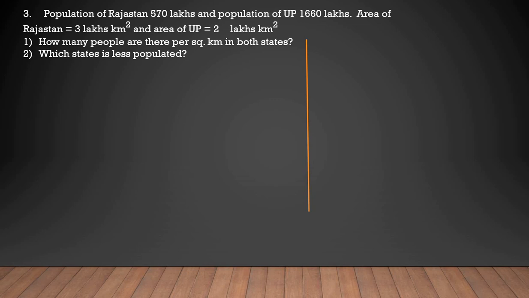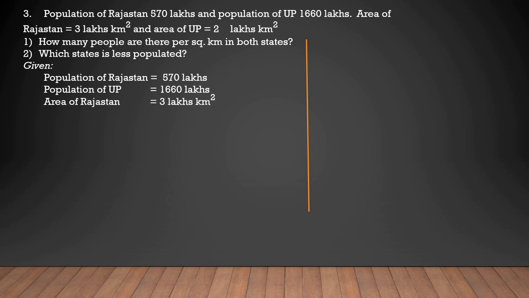So first of all, we'll write what the given things are. You have to represent your sum like this. The given part you have to write first. Population of Rajasthan is equal to 570 lakhs. Population of UP is equal to 1660 lakhs. Area of Rajasthan is equal to 3 lakh square kilometers. And area of UP is 2 lakh square kilometers.